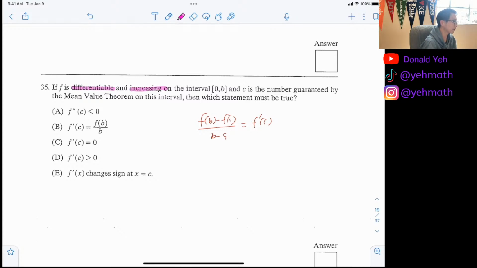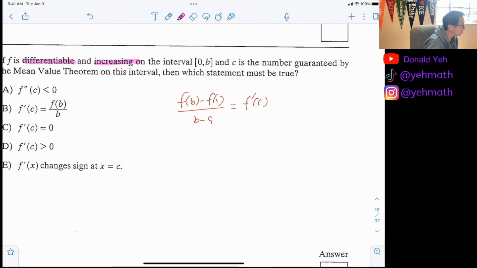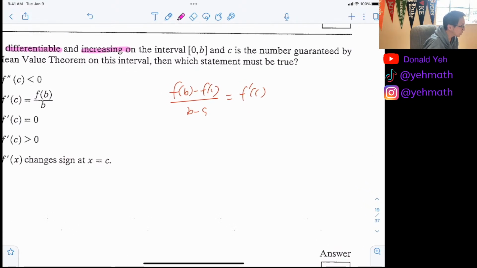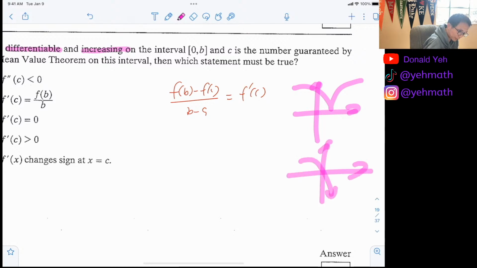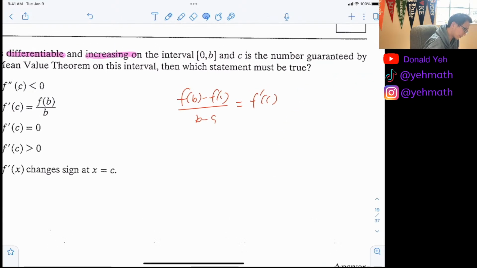Differentiable: the derivative is never undefined, so you never have a sharp turn. You don't have an absolute value, which is not differentiable at a sharp turn or cusp. It's never like this. It's like this. This is not differentiable. There's none of those. A sine graph is good.